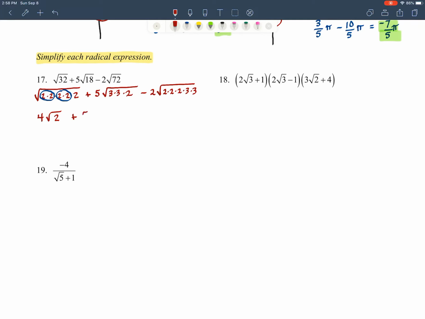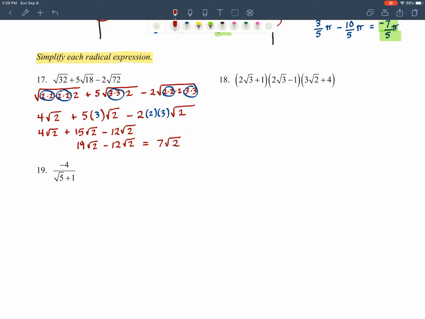plus, in this case here, we're going to have 5 times, and then when we pull out one of our 3s, we're going to have a 3, and what's left over is also a radical 2, and then minus this 2, and we're going to pull out a 2 and a 3, so we have 2 times 3, and then we have that 2 left over. So we now currently have 4 radical 2 plus 15 radical 2, and then minus, what is that, 12 radical 2? So we combine those together, we should have 19 radical 2 minus 12 radical 2, which is 7 radical 2. That is our answer for number 17.